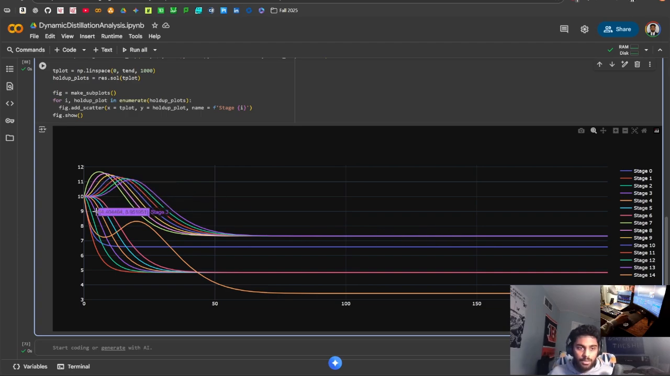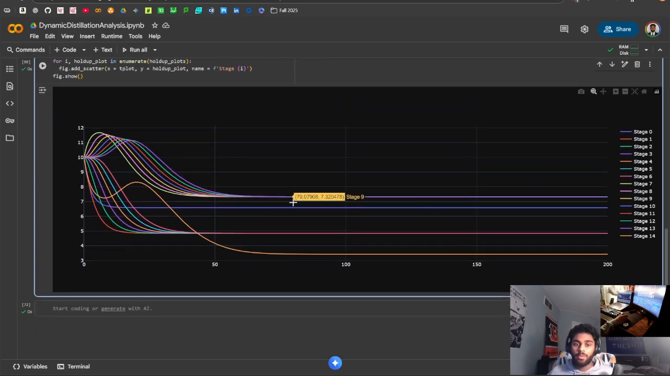Everything here, this is stage 6. So stage 0 here is our condenser. And this stage 14 is our reboiler. And all of these are our rectifying lines that come to steady state at around 4.8 moles. So we've got a nice little graph here to show us the molar holdup of each tray as it continues through time at a 200-second time interval.